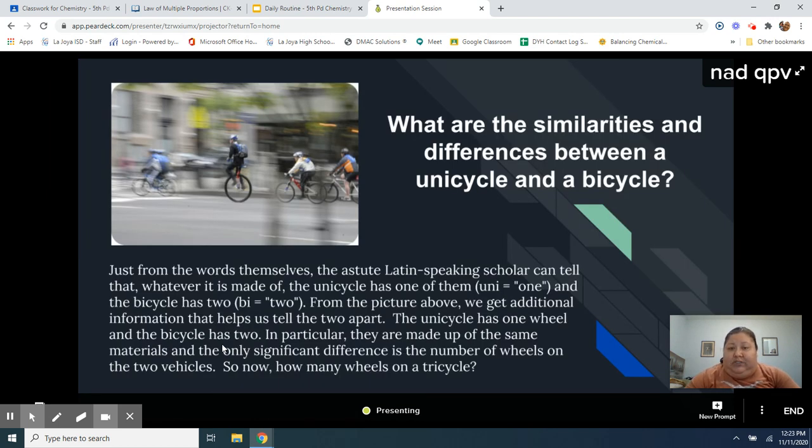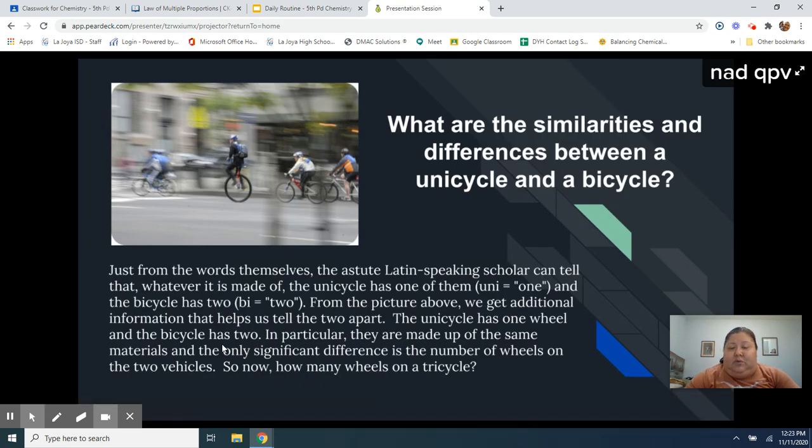All right, so our introduction talks about what are the similarities and the differences between a unicycle and a bicycle. We're going to introduce today's topic using the differences and the similarities between a unicycle and a bicycle. Who's going to help me with introduction?